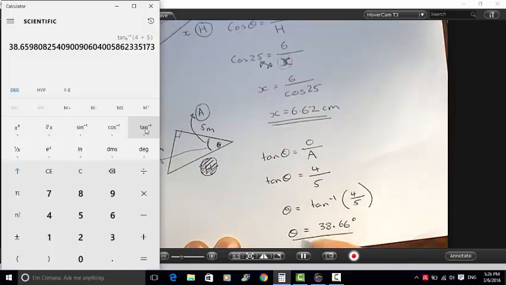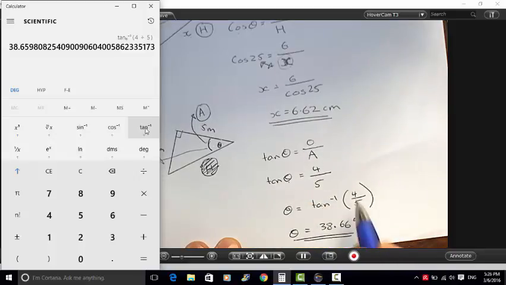degrees. So when we find the angle, we need to do the inverse of tan. That will cancel out the tan there. So you do the fraction and then inverse tan it, and you'll get the angle there.